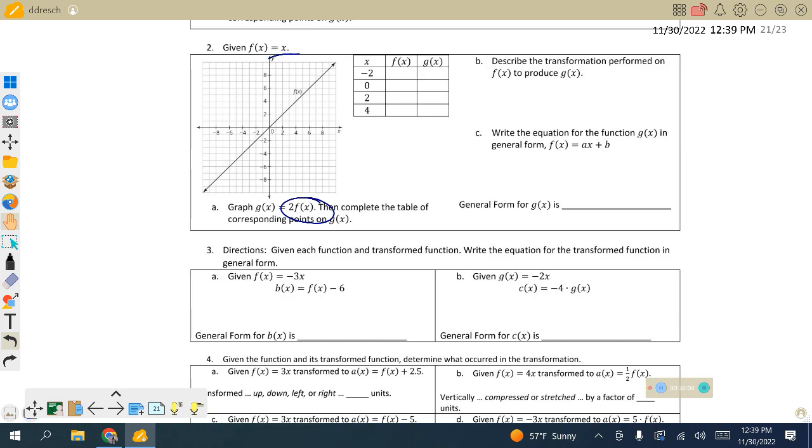Right? It's going to increase the slope. It's going to increase our steepness, right? So when we say describe the transformation, we say it's going to be a vertical stretch or compression. Stretched by a factor of 2. So that's going to become more steep because we're going to double things, triple things.